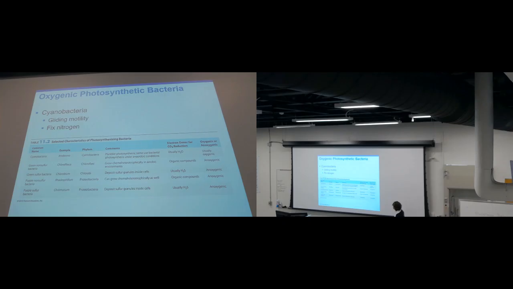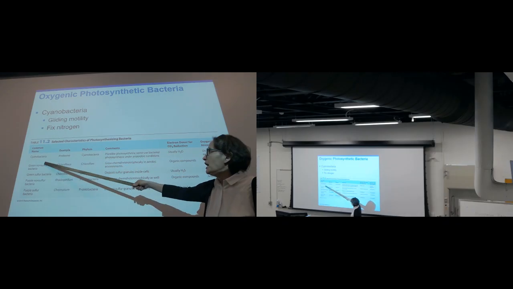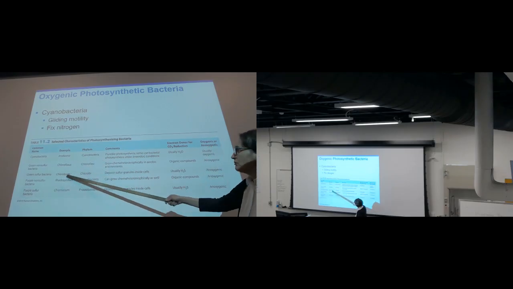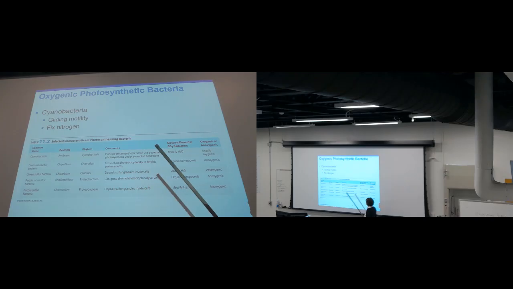So then we have oxygenic photosynthetic bacteria and anoxygenic. So here is a table that combines both oxygenic and anoxygenic photosynthetic bacteria. So here's the common name, here's the phylum, examples of members, and then here we have what is the electron donor for reduction of CO2.